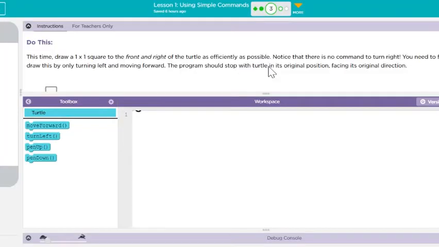Lesson 1, task 2 asked us to move left. If you take a look and you notice in the toolbox, the only directional command that you have is to turn left. So what happens if we need to, turning left is going to make us go this way. But what if we need to go this way? What if we need to turn right? If we have to turn right, we have to do things a little bit differently.